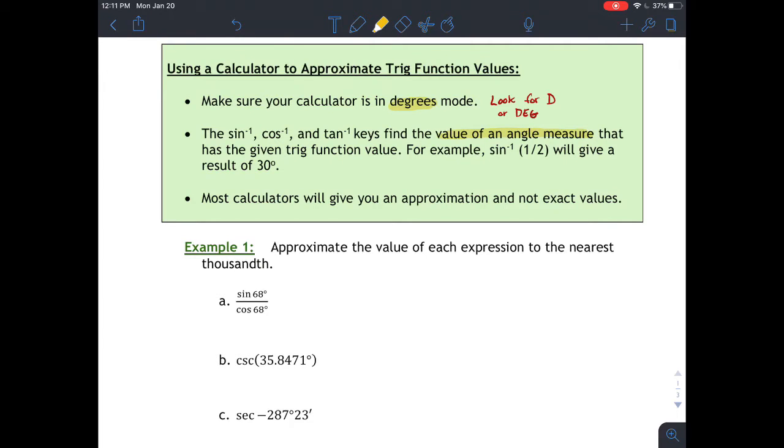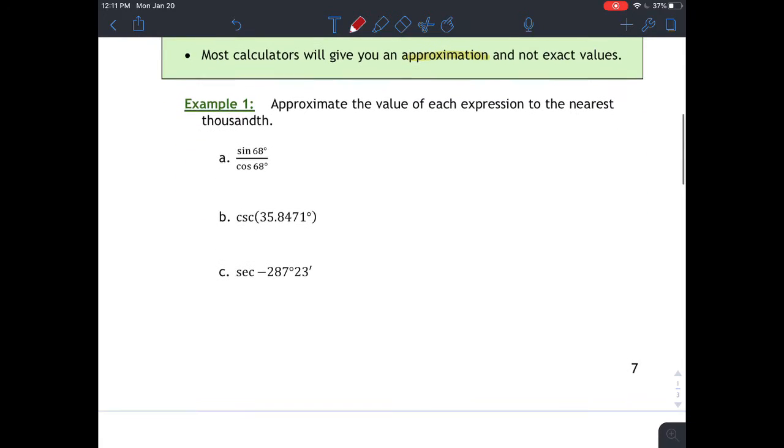If it's in the wrong mode, real quick, you'll figure it out because you won't get any of the same values that I get. So some inverse trig functions, sine, cosine, and tangent, will get us some values of our angle measures that we need, like your warm-up. And just a reminder, these are going to be approximations.